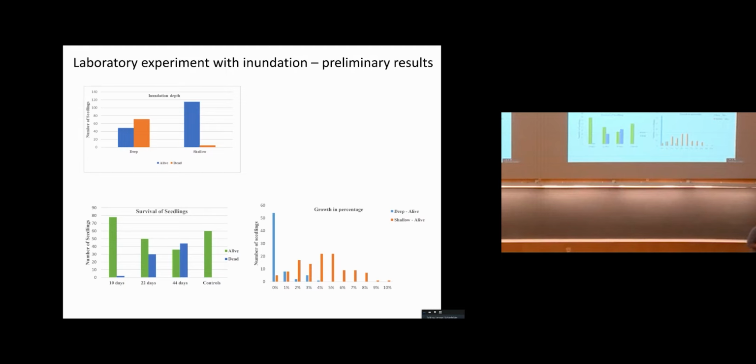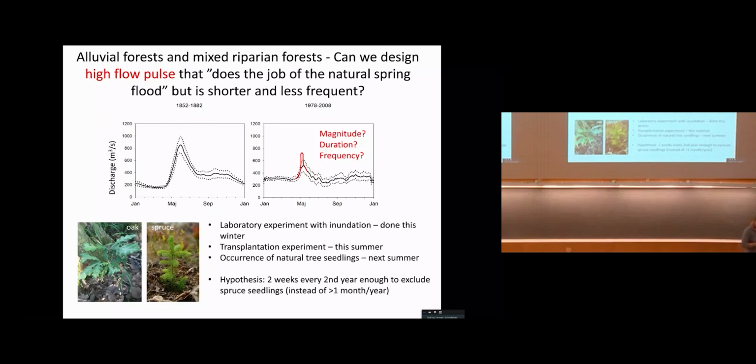And the survival, after 10 days, almost nothing had died. But after 22 days and also 44 days, most of the deep flooded ones died. These are graphs that should be split, but I got them from a master's student just before I came here, so we didn't have time to do that. But the dead here represent the deep flooded seedlings. And you can see also that it affects growth a lot. So the deep flooded ones, even the ones that are alive, are practically not growing. A few of them are. But the shallow ones, they are growing. Oops, wrong way.